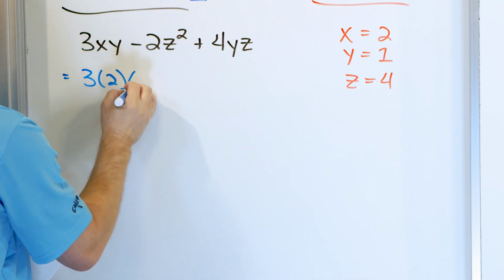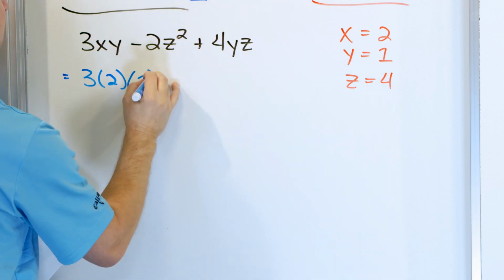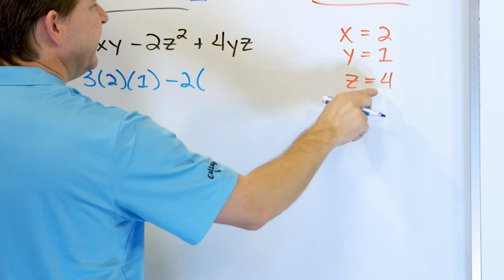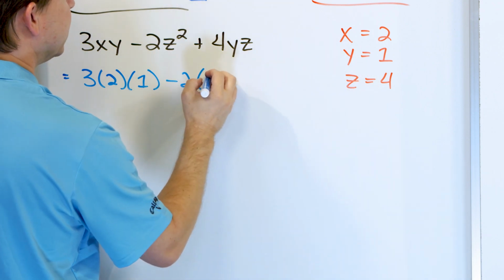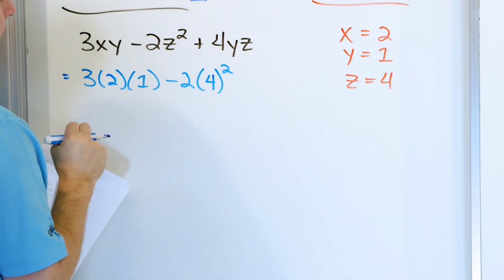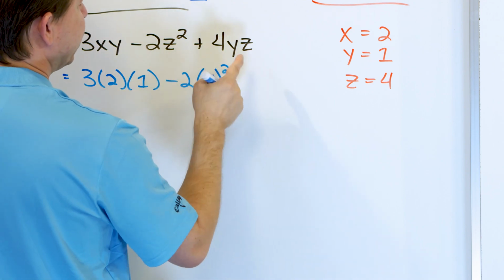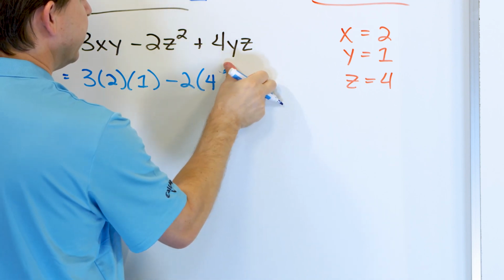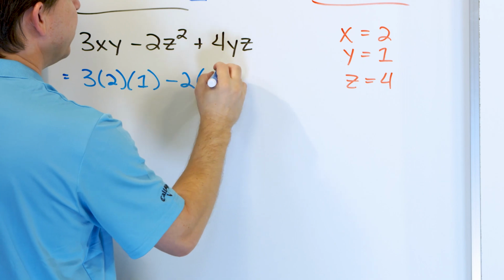Times 2 times y, which is 1, minus 2 times z squared. So z is 4. So let's put 4 here squared, like that. And then we have, or you could put it on the inside actually if you want to. 4 times, let's do it this way. There's more than one way to write things. So we'll put 4 squared here.